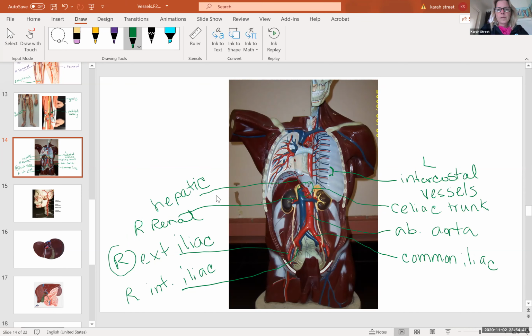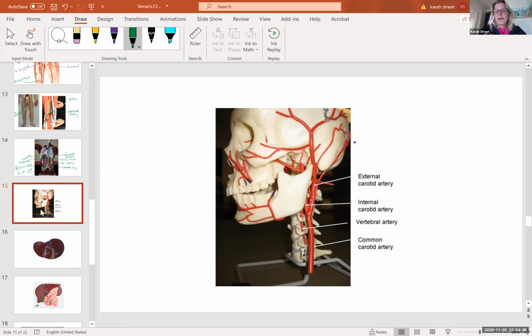We have seen this model before, but on this slide, it's tagged for you. It's just a nice review. We can see the external carotid artery, the internal carotid artery going up, and you got to follow it up. See how it's entering the skull? It's going through the carotid foramen.